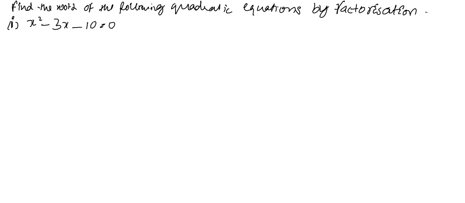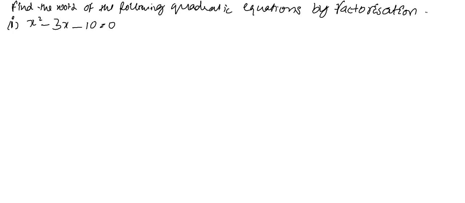So today I'm here with another question of exercise 4.2, question number 1, part 1. The question says, find the roots of the following quadratic equations by factorization method. And the first part is x square minus 3x minus 10 equals 0.